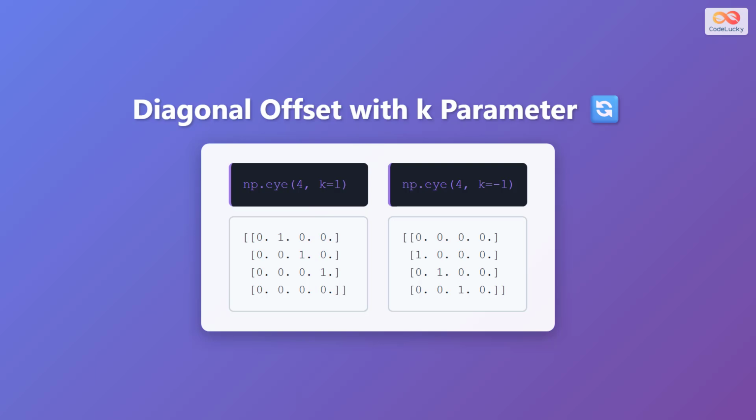The k parameter allows you to shift the diagonal of ones away from the main diagonal. When k equals +1, the ones appear on the diagonal above the main diagonal, creating what's called a superdiagonal. When k equals -1, the ones appear on the diagonal below the main diagonal, creating a subdiagonal. This feature is particularly useful in numerical methods and when working with banded matrices in scientific computing applications.